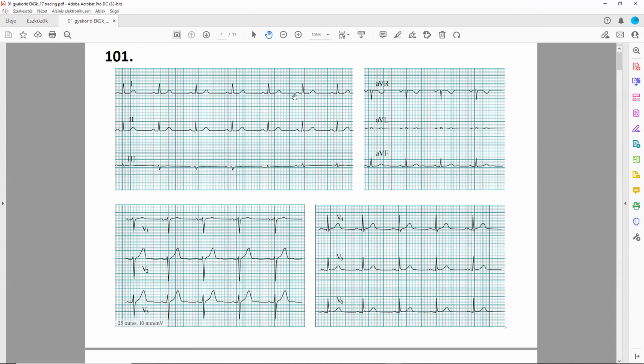One second, I just open it. You can look at my screen. Yes, because it's rhythmic. Okay, next one, you can calculate the heart rate. Let's see the heart rate.